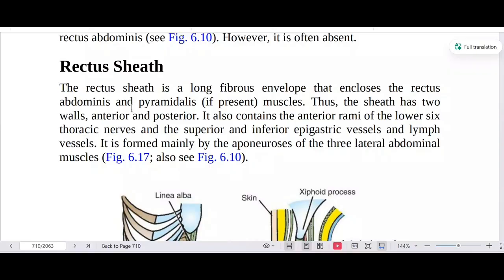That means generally we can say inferior epigastric vessels, and the nerves, which are the lower 6 thoracic nerves. The lower 6 thoracic nerves are from T7 to T12, out of which T7 to T11, you already know, are called the intercostal nerves, and the T12 nerve is called the subcostal nerve. So these three things, muscles, nerves and vessels, are the contents of the rectus sheath. Okay, now let's dig further.